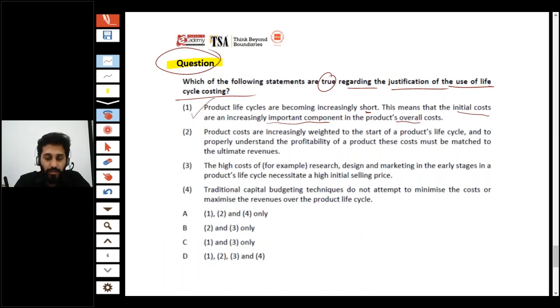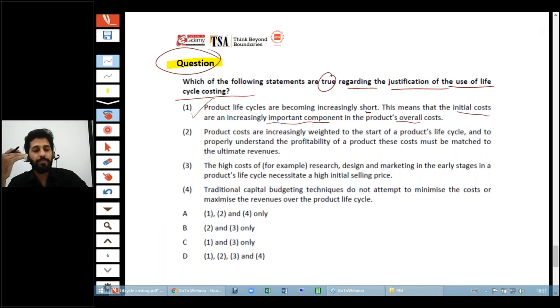Because nowadays, if I can give you the example, as technology is increasing day by day, your product's life cycles are getting shorter. So your initial cost is very important.